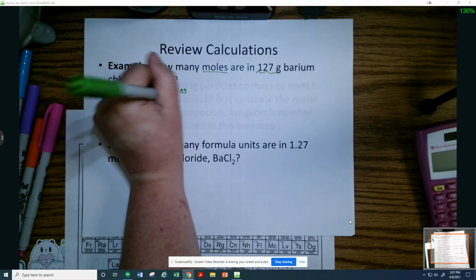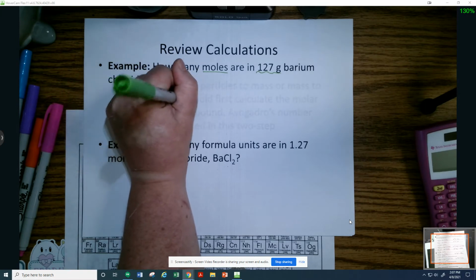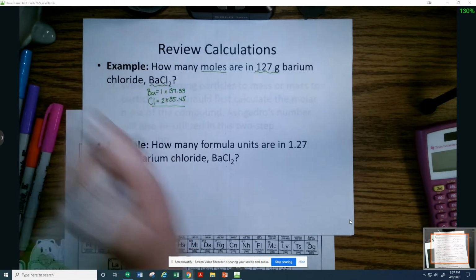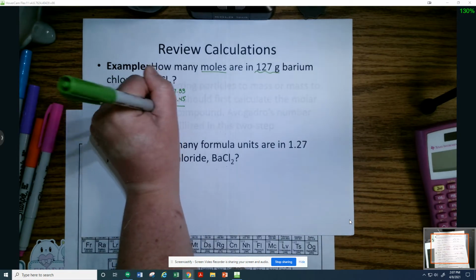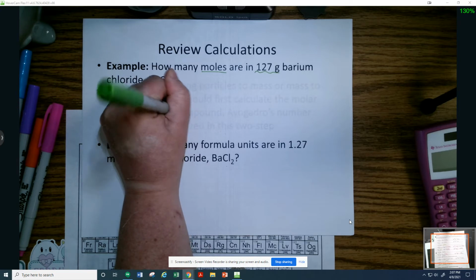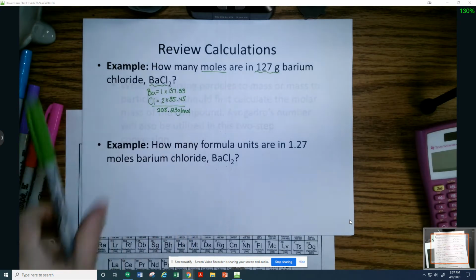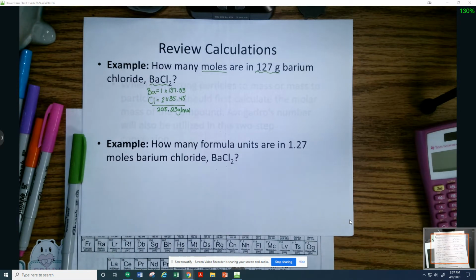And chlorine is 35.45. Again, you multiply and then add the 2 up. The grand total molar mass here is 208.23 grams per mole. All right, so now we have molar mass. We know what we have as a given. We know what we're solving for.